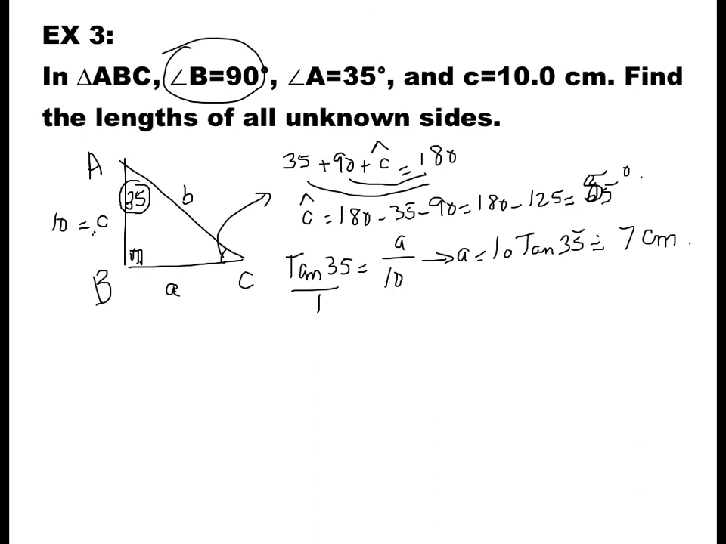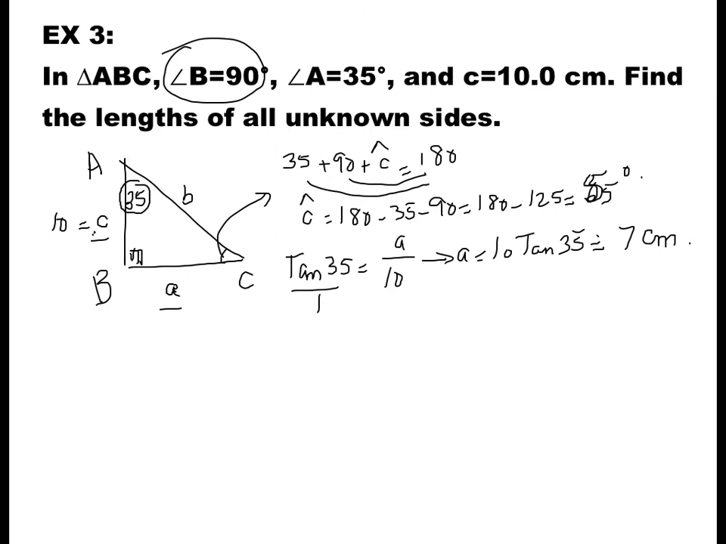Now the next one that we are going to find is side b. Now side b can be found a couple of different ways. One of them is using SOH-CAH-TOA again, or we can use the Pythagorean theorem, because we do have a and we have c. So I'm going to use the Pythagorean theorem as a practice.